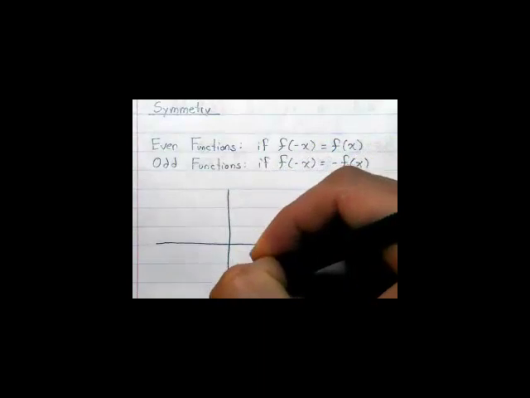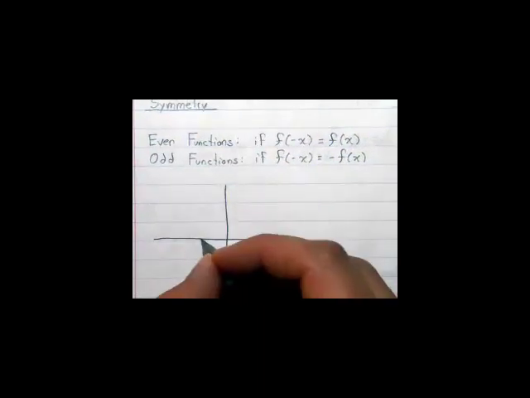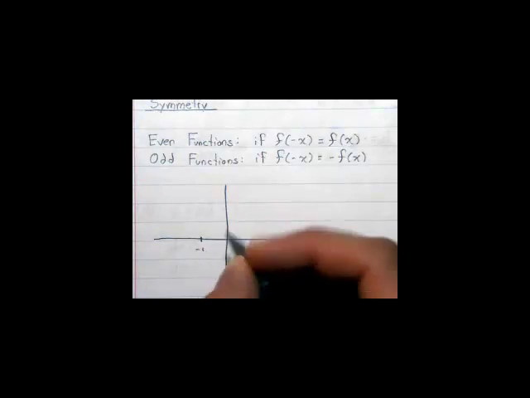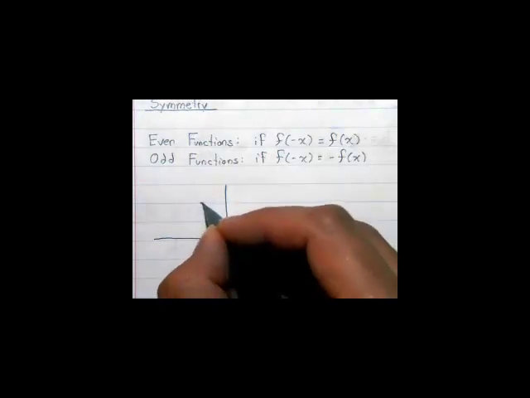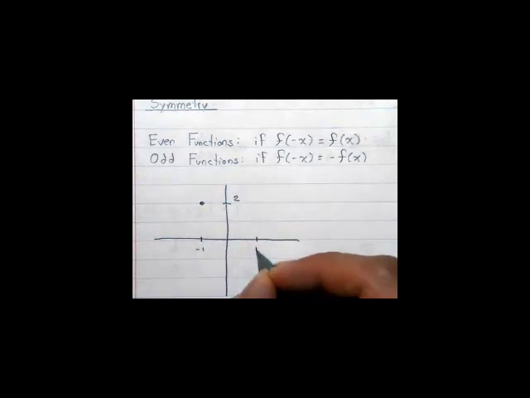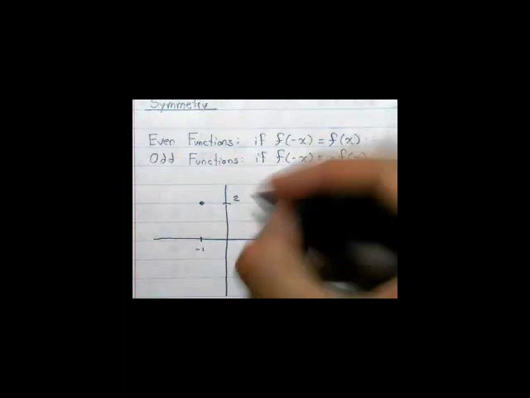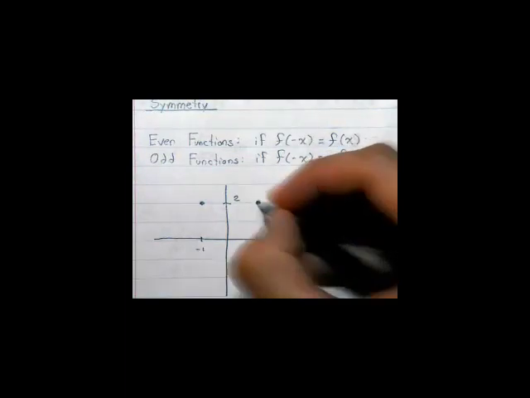To be even, f of negative x has to equal f of x. So let's say at negative 1, my function is up at a value of 2. What does that tell me about the value of the function at 1? It has to also be at 2, right? F of negative x equals f of x. F of negative 1 equals f of 1. So they have the same y value, right? So this one also has to be right there.